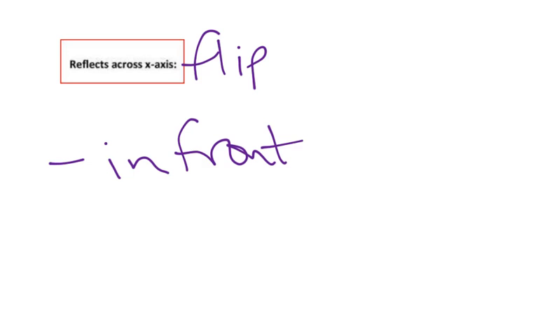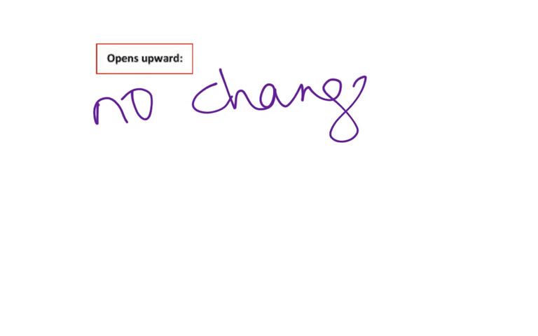Reflection across the x-axis is the same thing as a flip. And the way you do that is you have a negative in front of x squared. Opens upward is like your original parent function, so there is no change. You've got to have a positive x squared.